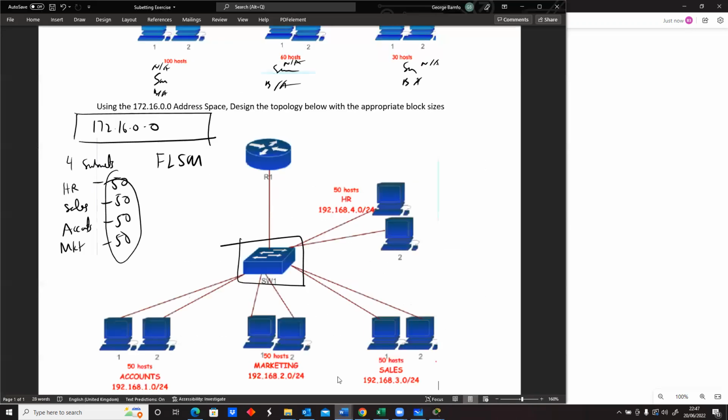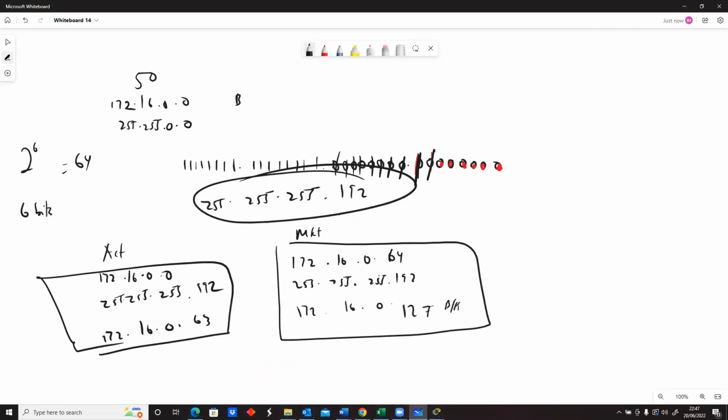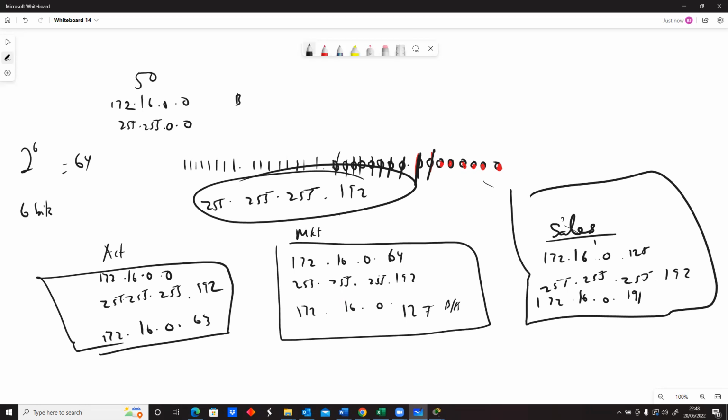And assuming our third network is the sales network. And so sales will be 172.16.0.128, subnet mask of 255.255.255.192, and then the broadcast address 172.16.0.191, because that's the broadcast address. And so this is the third network. So we've been able to do the third networks.